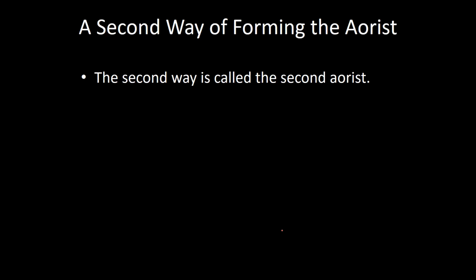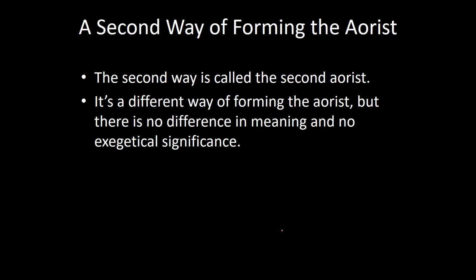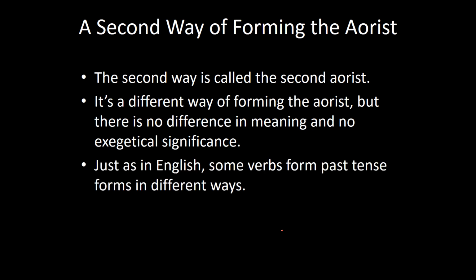Now there's a second way that we can form the aorist. There's a second way of forming the aorist, and here's the fancy name that it's called, second aorist. It's a second way of forming the aorist. It's a different way of doing it, but other than that, it means the exact same thing as the first aorist. There's nothing special about a second aorist, except it just forms it a little bit differently, which is exactly the same as what English does.